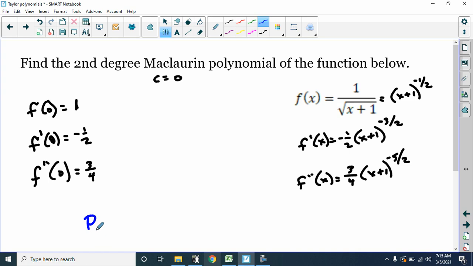So our second degree polynomial, a lot of times you'll see it written p sub 2 to show that it's a second degree polynomial, is equal to 1 minus 1/2 times x minus 0 plus 3/4 divided by 2 times x minus 0 squared. So that 3/8 came from this 3/4 divided by 2 factorial.